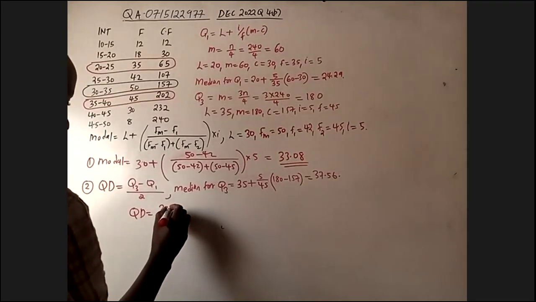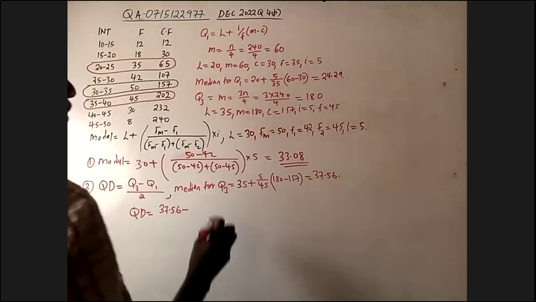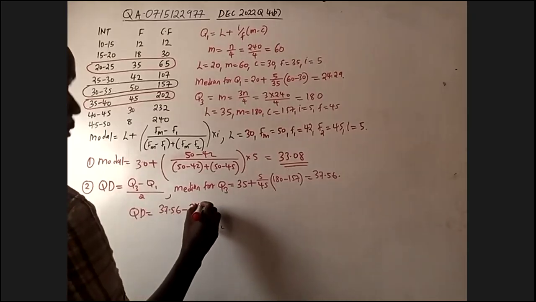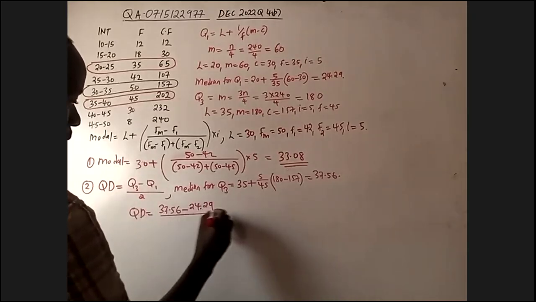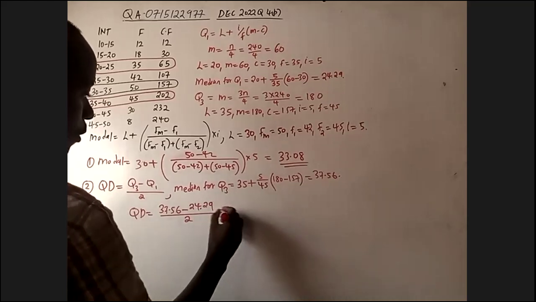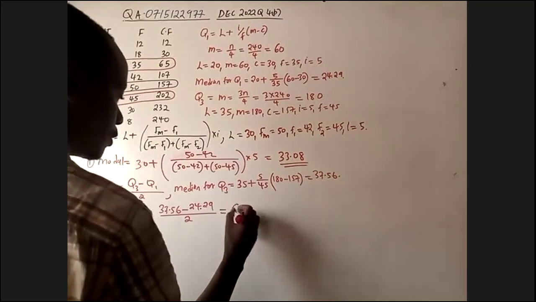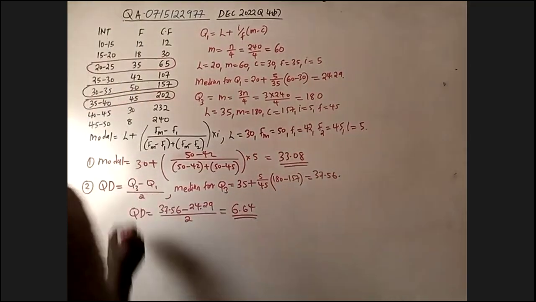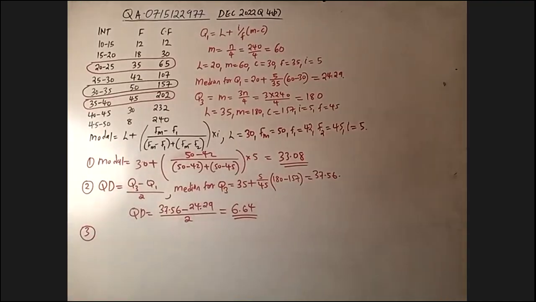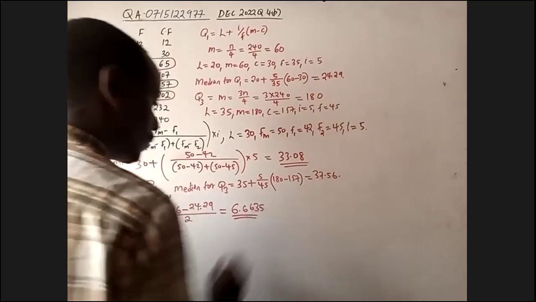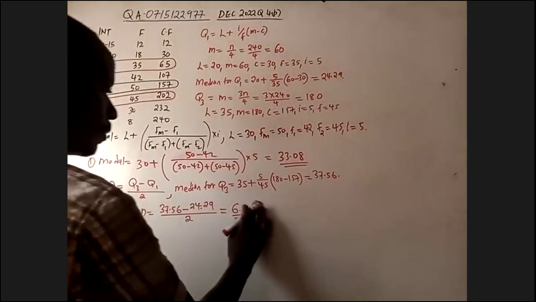So we can find our QD, which is 37.56 minus 24.29, divided by 2. So how much is that? 6.66.